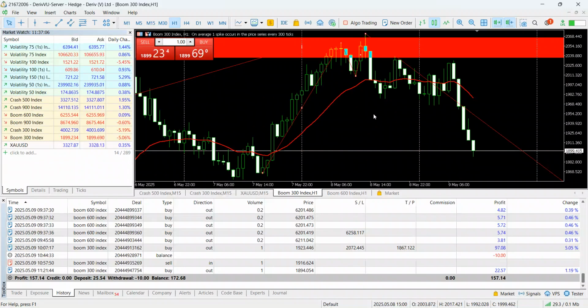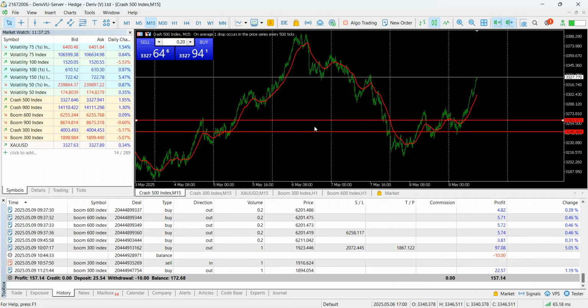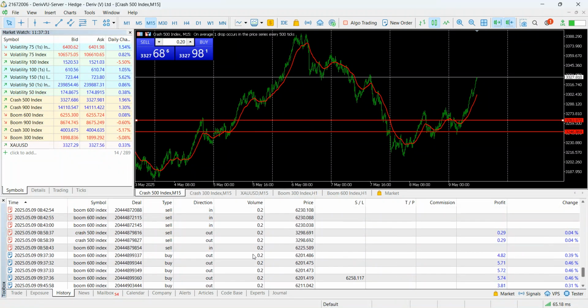If you go to our community, you will find that we sent this signal to the community and people have aggressively made a lot of money. So this was the first analysis we carried out, and it has gone excellently. The second instrument we looked at was Crash 500, and under Crash 500 we sent this signal. Those are the instruments which made us our money in our community.